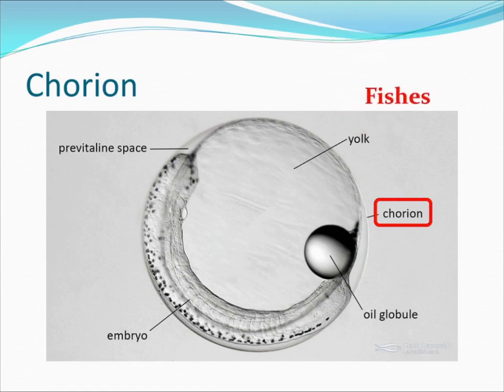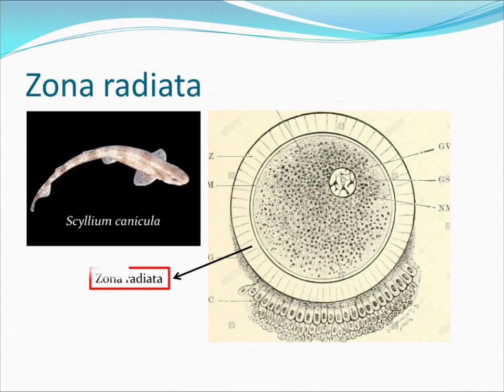Next is chorion. It is found in the eggs of lower chordates like fishes and it is secreted by the surface ooplasm or the cytoplasm of the egg. Next is zona radiata. It is found in the egg of the shark Scyliorhinus canicula and teleost fishes. It is also produced by the surface cytoplasm of the egg and this layer has a radiating appearance. That is why it is called zona radiata.